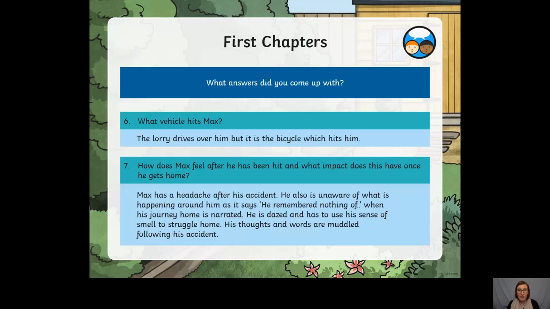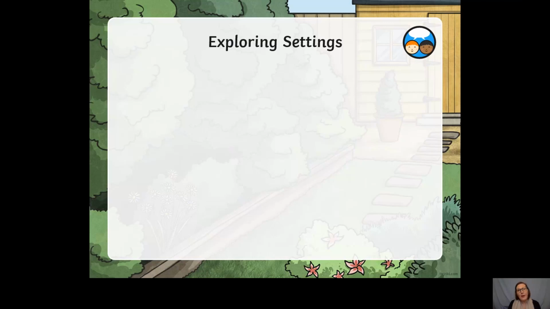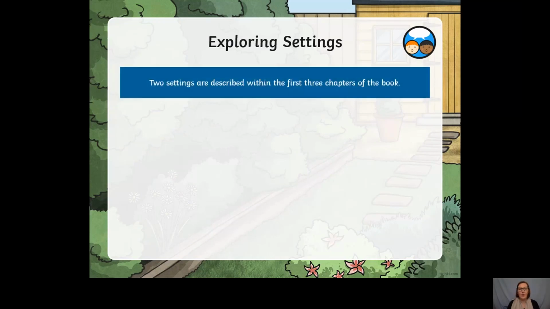Excellent. You did a really good job there, Year 3. Well done. Okay, now we're going to explore some settings, okay? So there are 2 settings that are described within the first 3 chapters of the book.